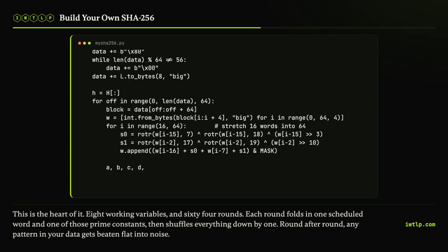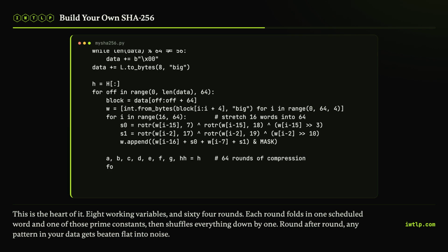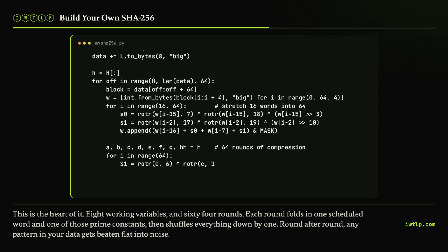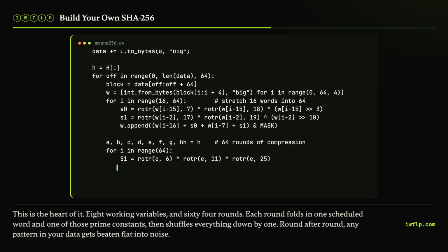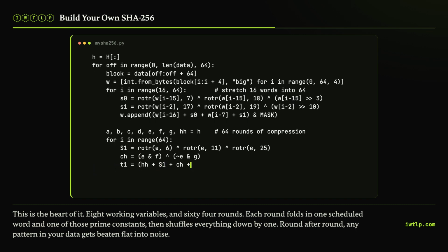This is the heart of it. 8 working variables and 64 rounds. Each round folds in one scheduled word and one of those prime constants, then shuffles everything down by one. Round after round, any pattern in your data gets beaten flat into noise.